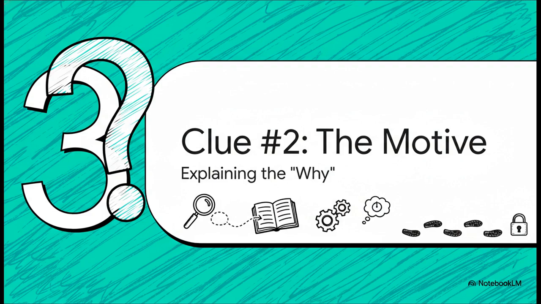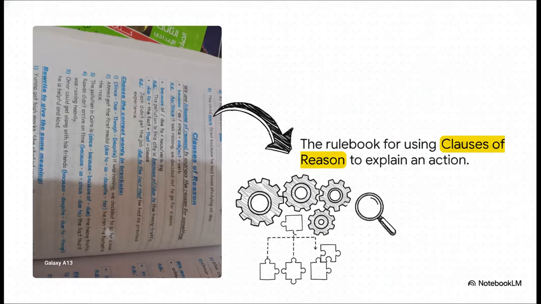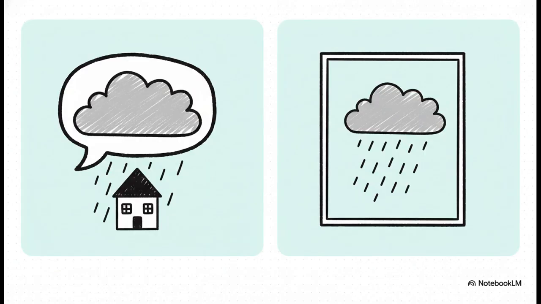Let's add clauses of reason to our detective toolkit. And our source material here gives us the official rulebook. We use these special phrases to connect an action to its cause. It's what gives our stories depth and logic. So let's break this down. Honestly, the choice here is pretty simple. If your reason is a full sentence, with a subject and a verb like it was raining, you're going to use words like because. But if your reason is just a noun or a noun phrase like the heavy rain, you use because of or due to. It really just depends on what kind of phrase comes next.